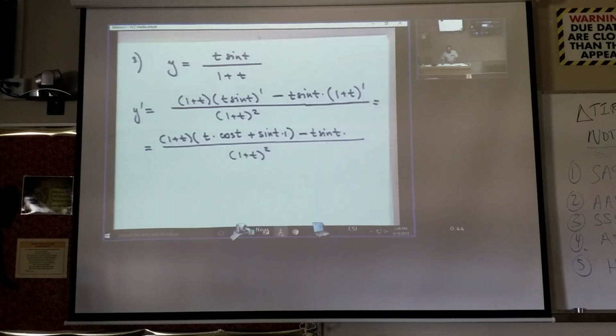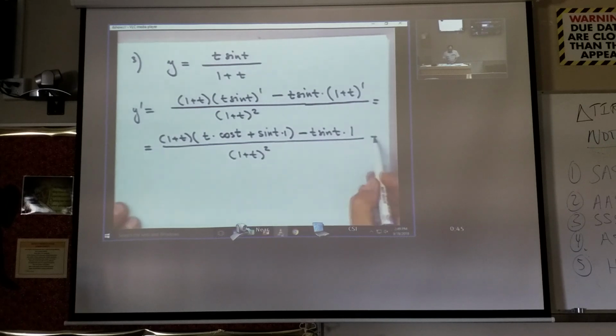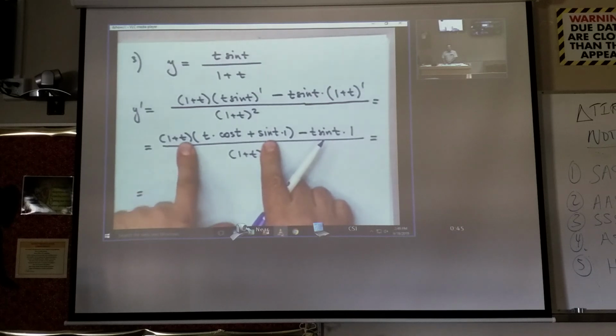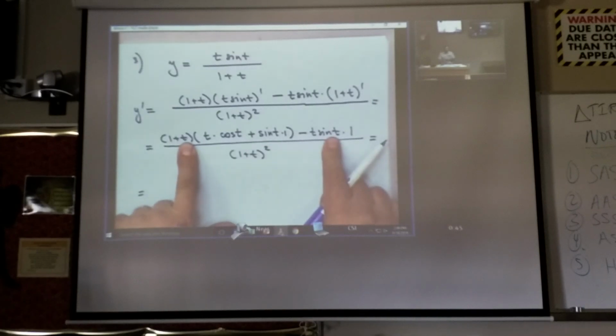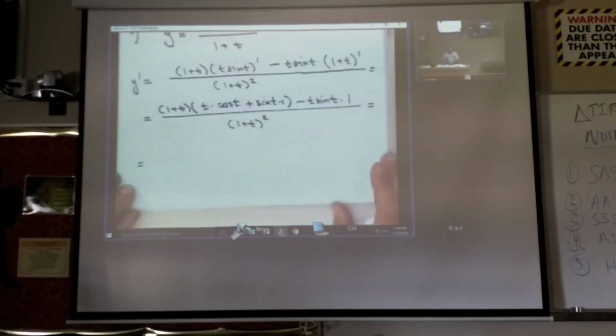It's 1. Okay, we took the derivative. We cannot stop because at least one thing can be simplified here. If you look carefully, if you open parentheses, you're going to have t sine of t and minus t sine of t. So you can cancel that piece. So we have to open parentheses.